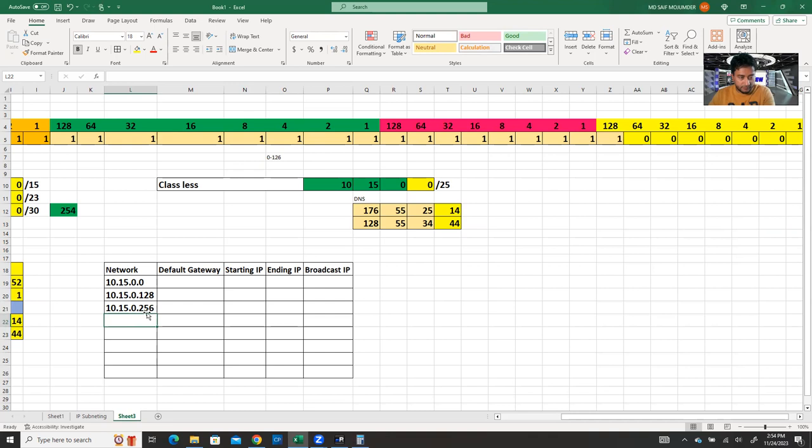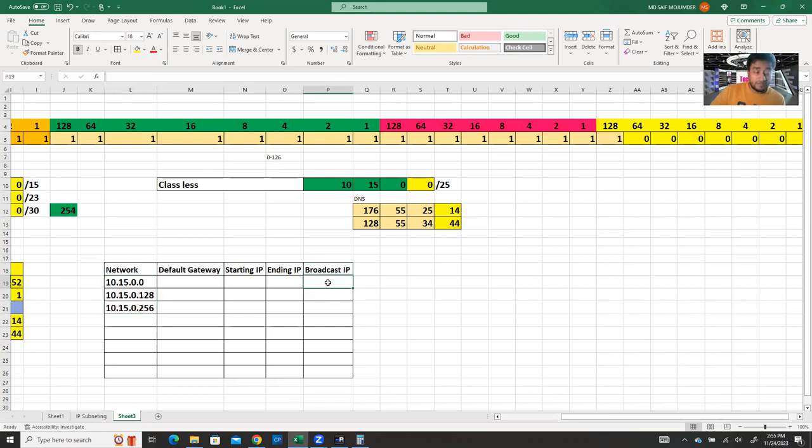But for calculation, we keep this one. Let's see. So that means we cannot go over this, right? So we got three networks here, right? Now we need to calculate the broadcast. How are you going to calculate the broadcast IP?